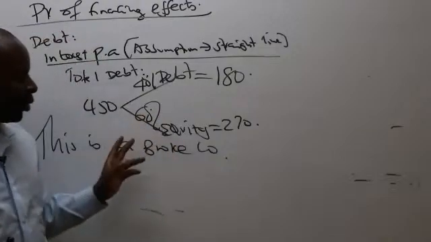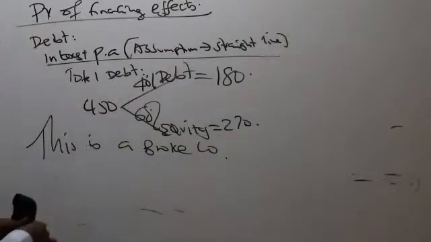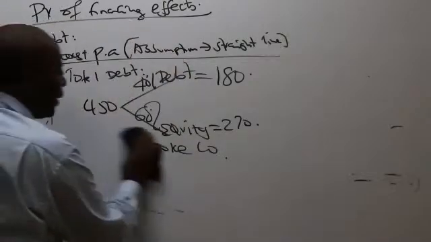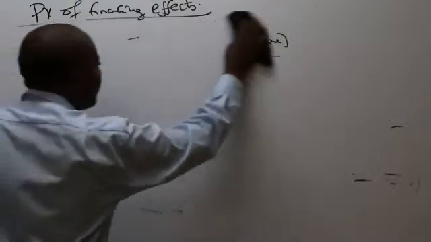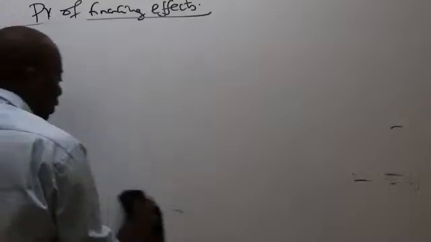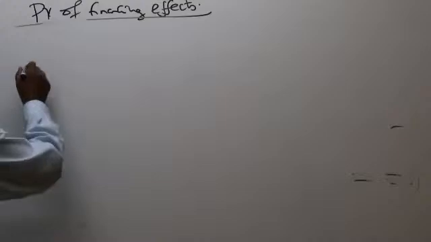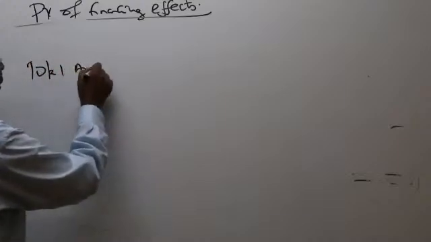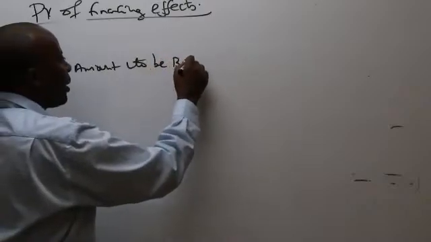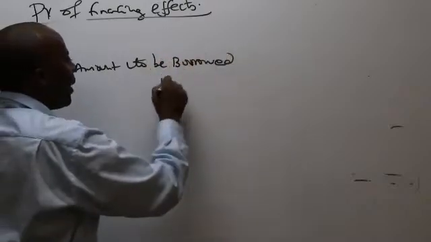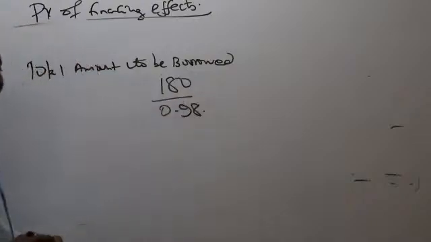So write down there, therefore, the total amount to be borrowed will be 180 divided by 0.98.